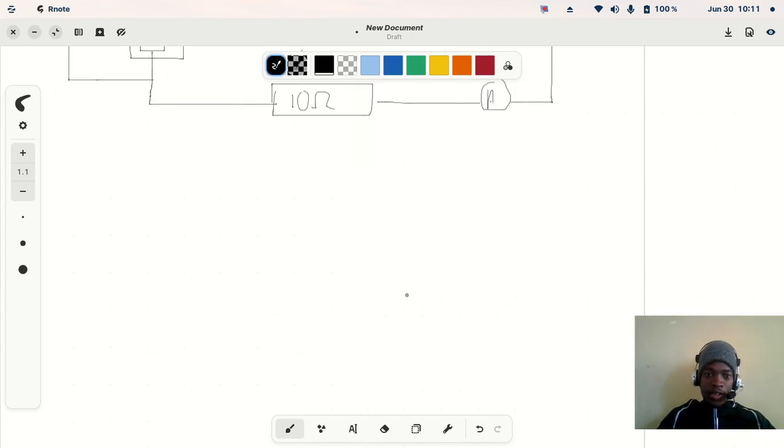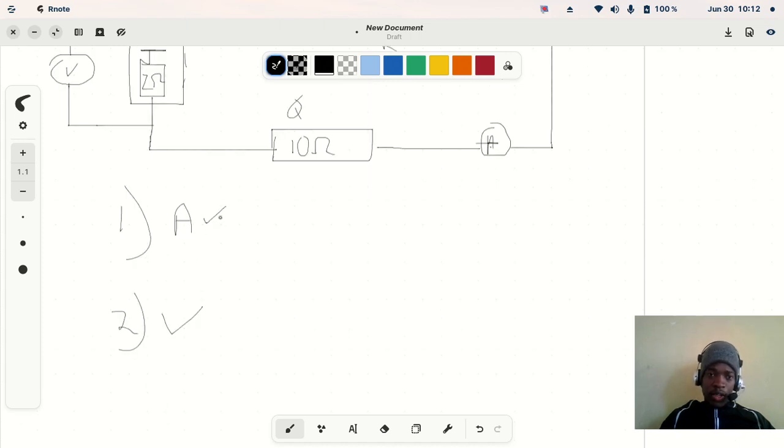Then the questions there are, number one, they want you to determine the reading on the ammeter. Remember, the ammeter is right there. And number two, they want us to determine the reading on the voltmeter. So now let's start with the ammeter reading.